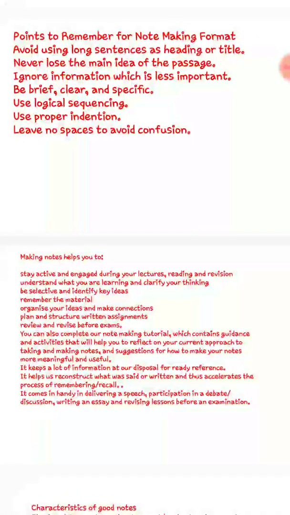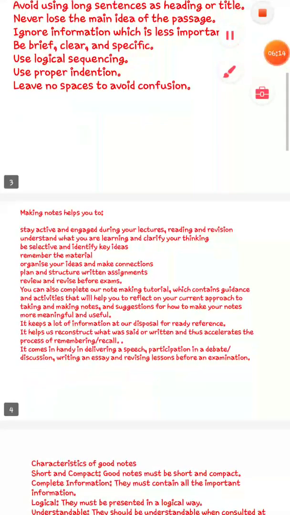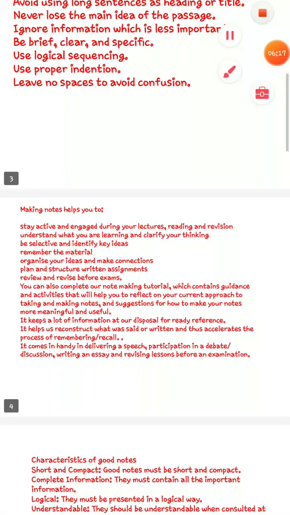Now, what is the importance of note making? Why do we make notes? And what are the benefits of note making? That is also very important for us to know.